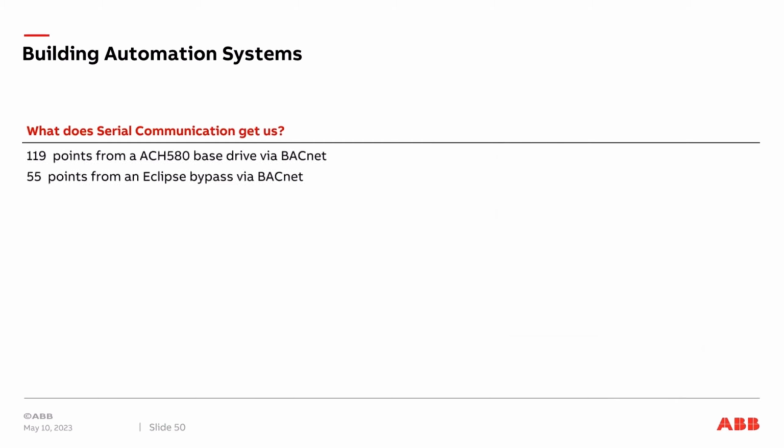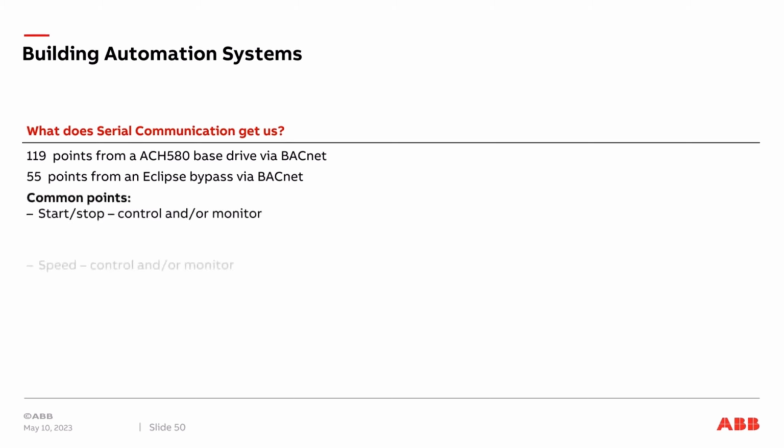When it comes down to the ACH580, we have 119 points in the ACH580 for BACnet that are native and set up already. You also can use certain abilities to get every other point in the drive if you need to. There's 55 points on the Eclipse bypass via BACnet.